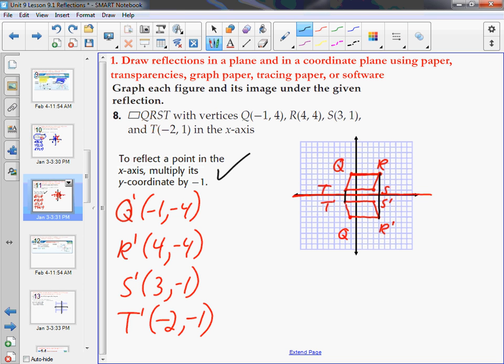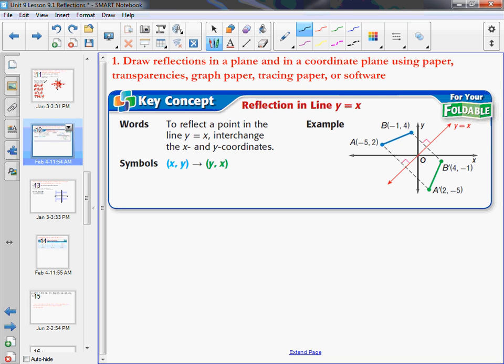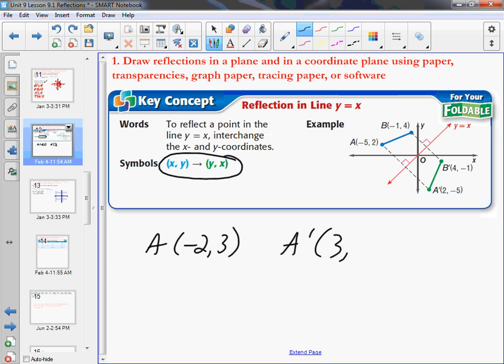There's one other line that we need to get really good at reflecting with, and that's the line y equals x. Here's the rule for when your line of reflection is the line y equals x. We interchange x and y coordinates. That means just switch this. Don't change signs, nothing. So if A was negative 2, 3, A prime would be 3, negative 2. Okay? You simply switch the x coordinate with the y coordinate. That's what interchange is. Okay?